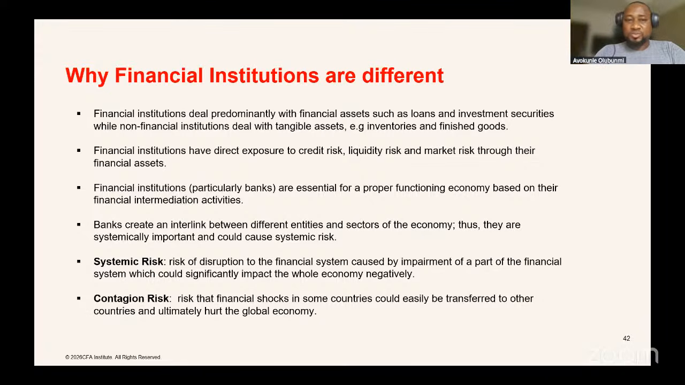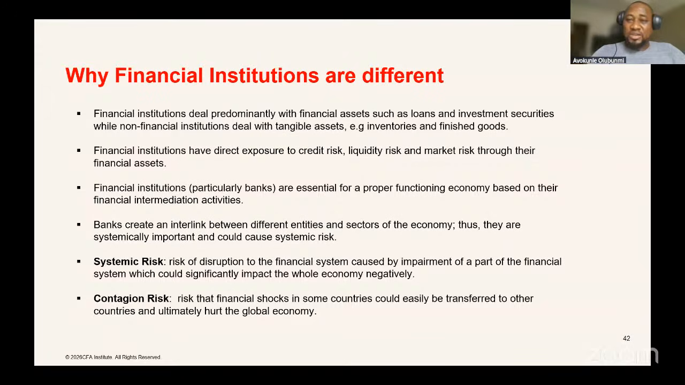Physical, tangible goods. Because of the nature of the assets that they are exposed to, the major risks that financial institutions contend with are credit risk, liquidity risk, and market risk. Although some other corporates might have these, they are not as significant as in financial institutions.